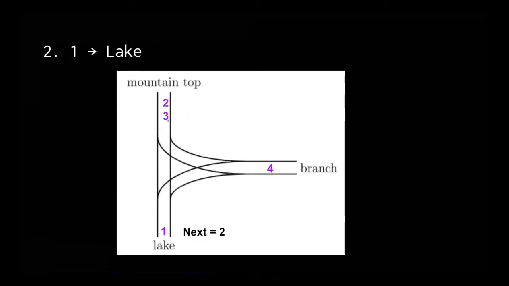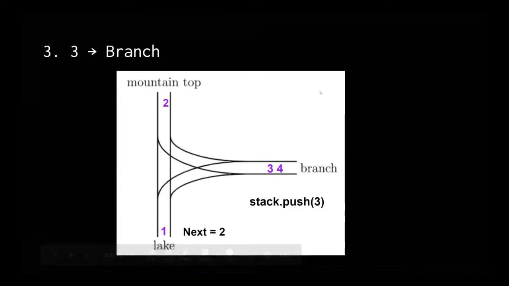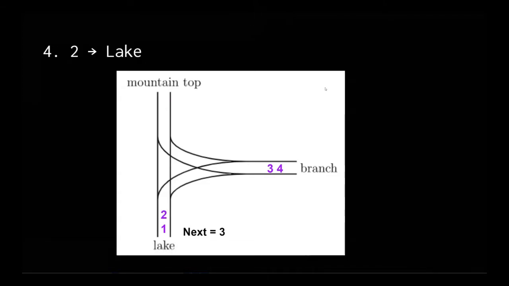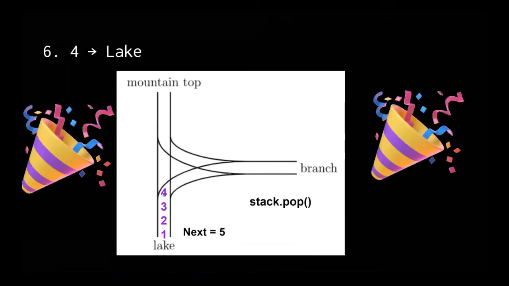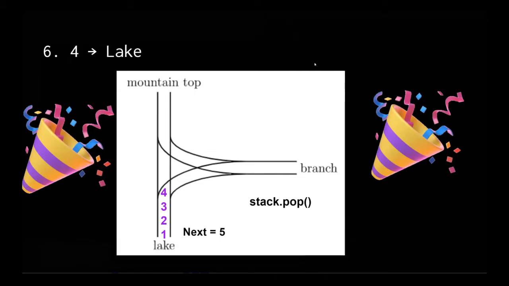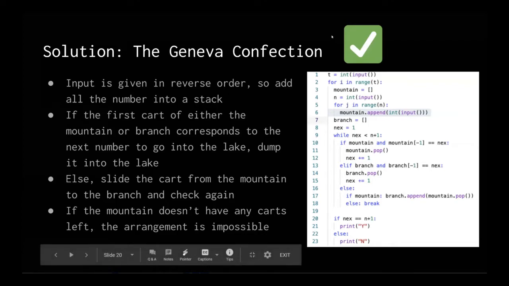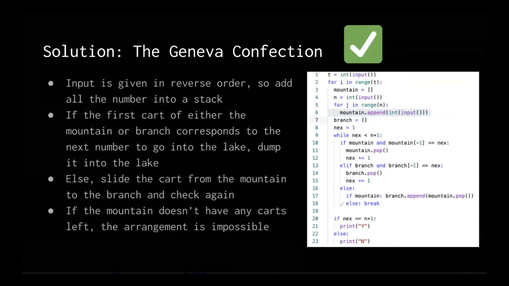Is the next value 2? No. Well, we're going to push into the branch. Is the next value 2? Yes, we're going to push it in and increment next. Every time you have a correct value, you're going to increment next. And now you have next equals 3, but there's nothing in the mountaintop. So you're going to slide everything from the branch into the mountaintop, and then you're going to check if it's a correct configuration, and in this case it is, so it's the right answer. Yes or no?